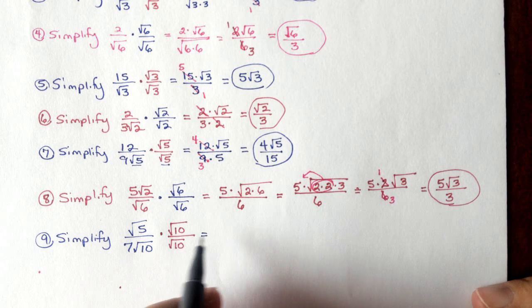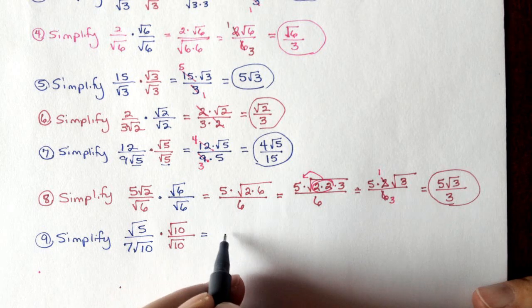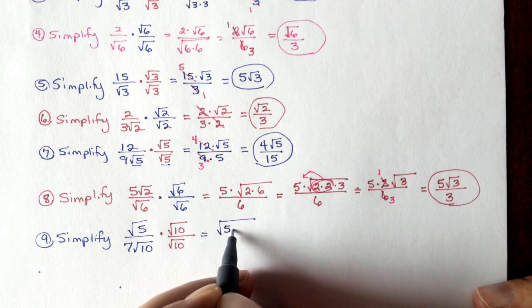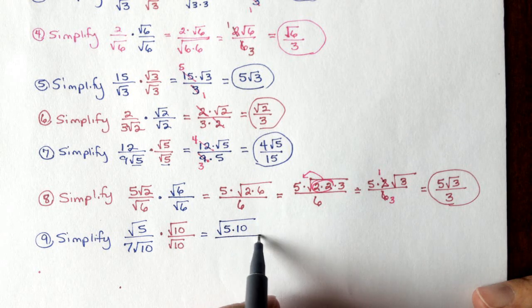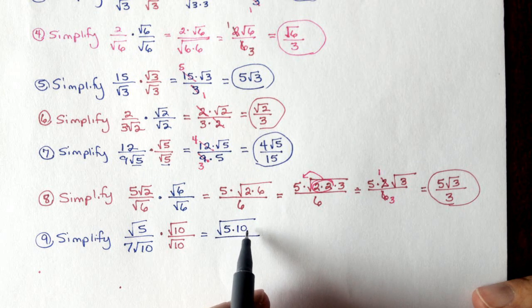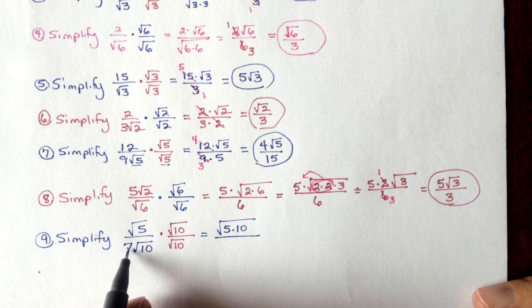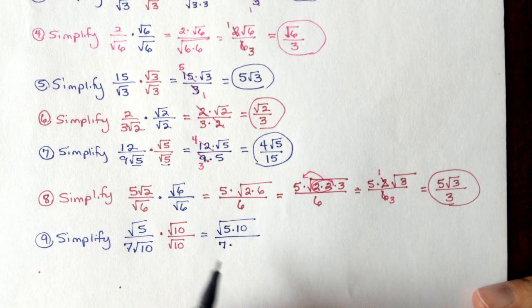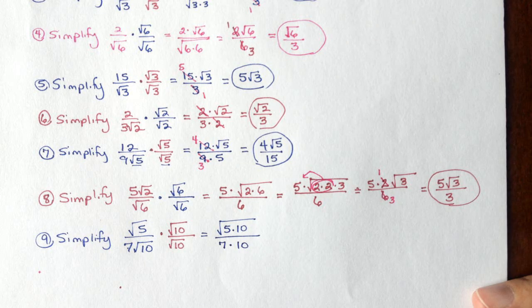Let's bring over what we have. Radical 5 times radical 10, they're both under radicals. So we'll just combine them under a common radical, square root of 5 times 10. Hopefully you can already see that 10 will factor down some more and have a 5 in it. On the denominator, bring over the 7 times square root of 10 times square root of 10 is 10.